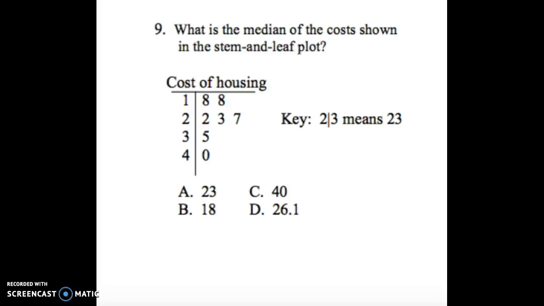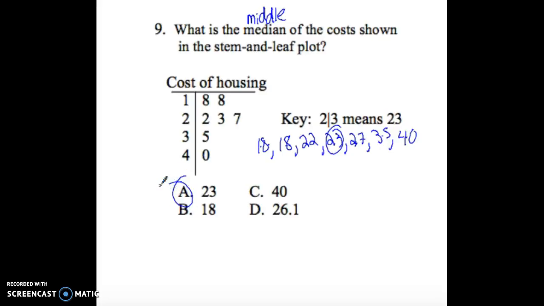Number 9, what is the median? Median is the middle. So for me, I wrote them all out: 18, 18, 22, 23, 27, 35, and 40. There's 1, 2, 3, 4, 5, 6, 7. So 7 is close to 6. 6 divided by 2 is 3. 1, 2, 3. Middle, 1, 2, 3. So your median is 23.